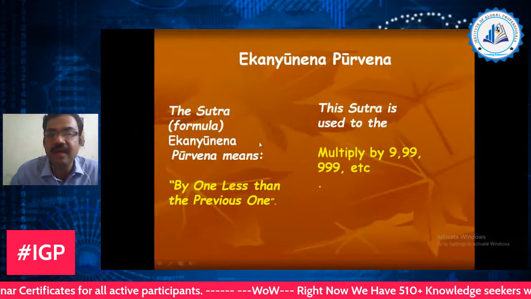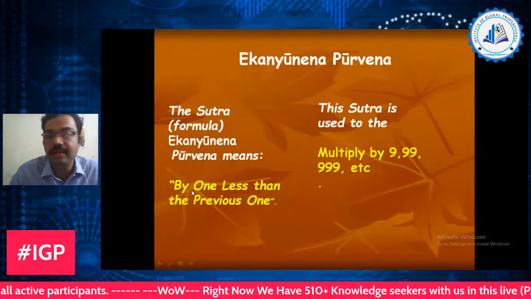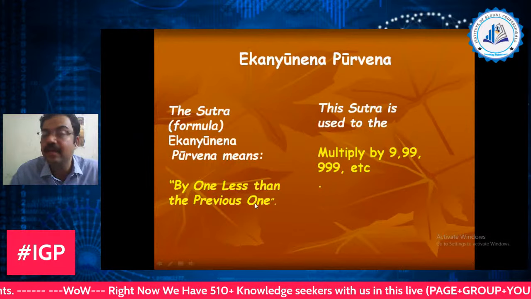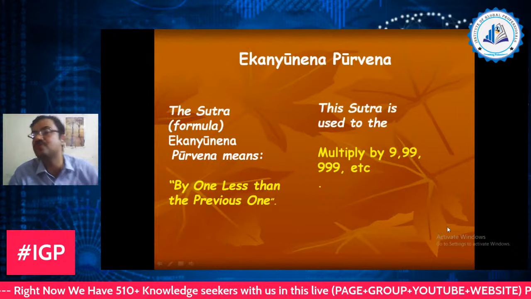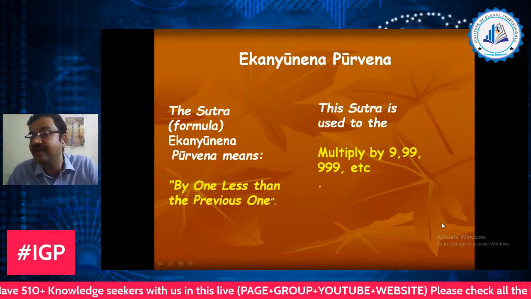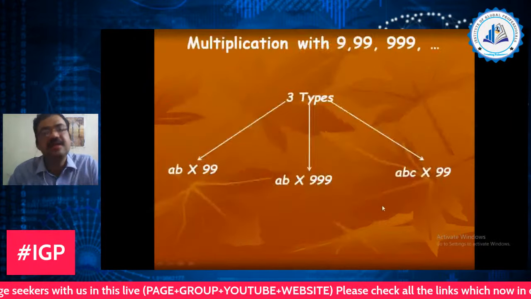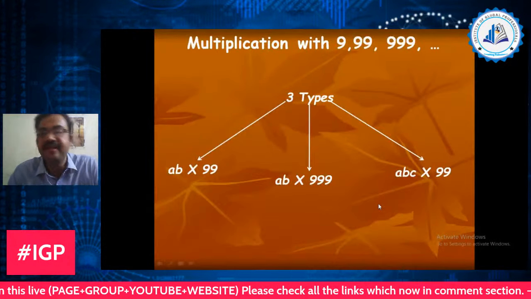Now we'll start the second formula. Ek nyunen purvena means by one less than the previous one. This sutra is used to multiply by 9, 99, 999, etc. In this method, we discuss three types of cases.